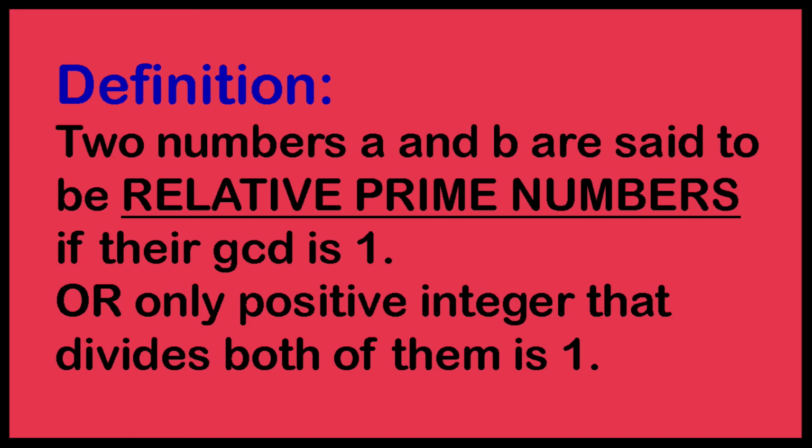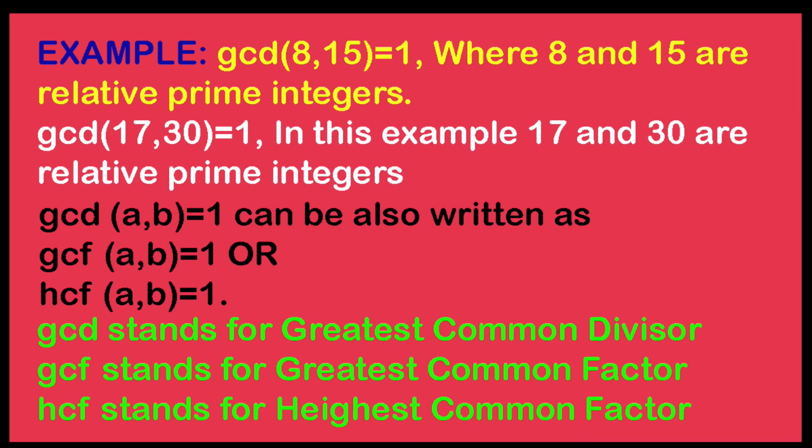At the end, I repeat the definition of relative prime integers. The numbers are said to be relative prime integers if their GCD is 1, or we can say GCF, as GCD stands for greatest common divisor and GCF stands for greatest common factor, or we can say HCF, which stands for highest common factor.